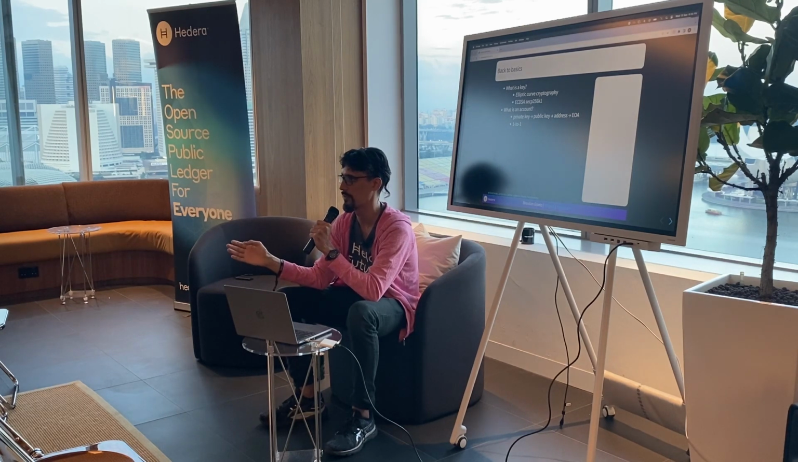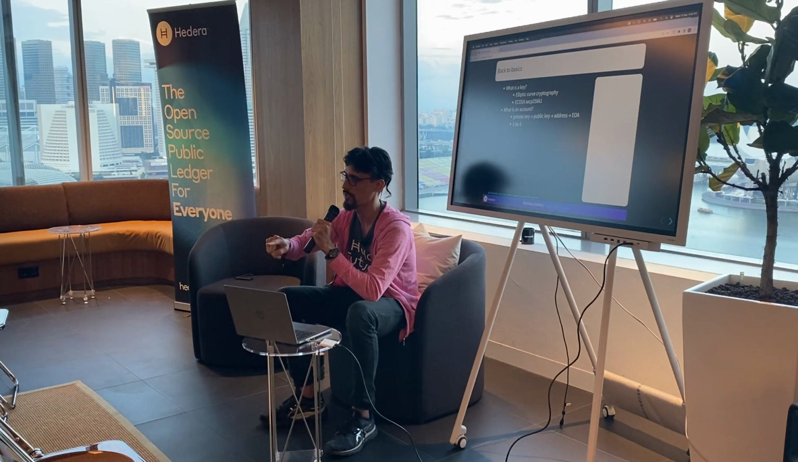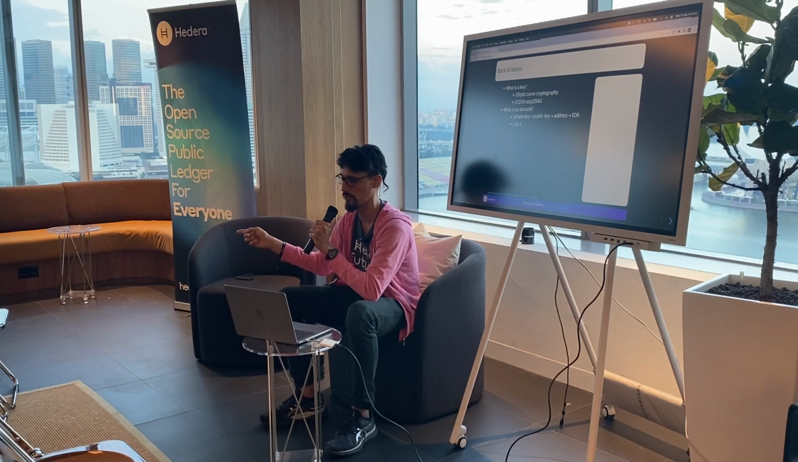The next concept is accounts. How do you get an account? You get a private key, use the elliptic curve to get a public key, and then from there you create an address. And what is an account? It really is a set that combines all three of these things: private key, public key, and address.